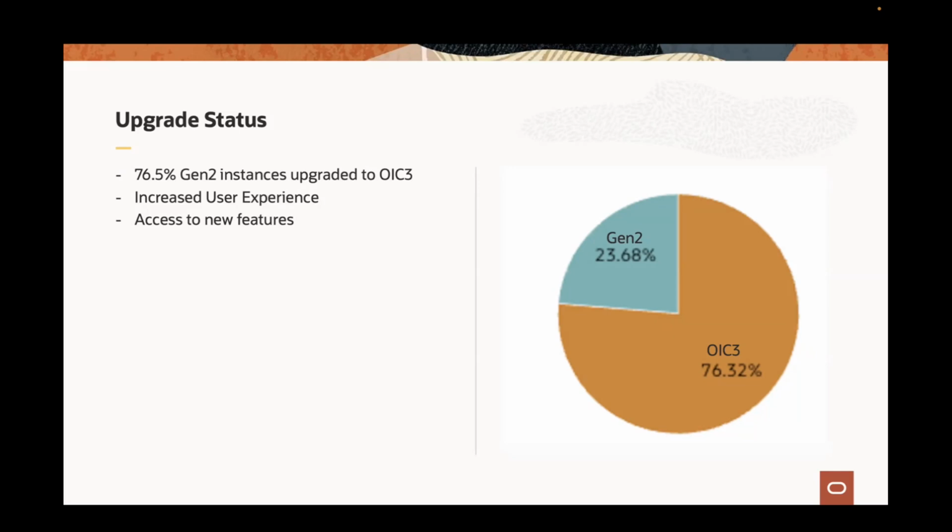Another advantage that the upgraded customers, that group of 76.5%, have compared to customers who are not yet upgraded, is that they have access to all these new features that go out on a monthly basis. Keep in mind that we stopped bug fixes and new features going to Gen 2 more than a year ago. The reason was that it didn't make sense to focus on two different platforms while we were trying to help customers transition from Gen 2 to OIC 3.